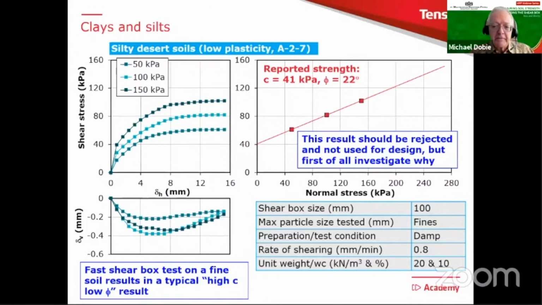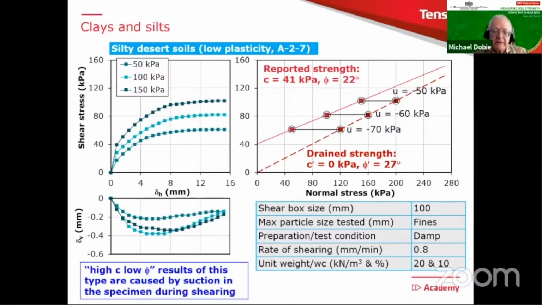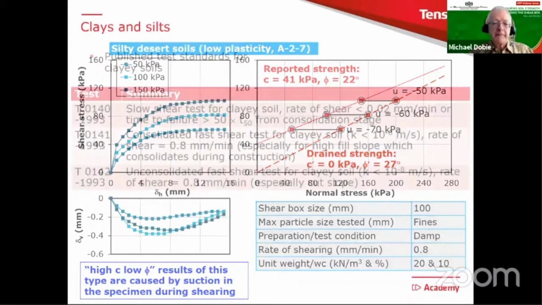Now, the explanation is like this. Let's just imagine this particular soil has a C dash of 0 and a phi dash of 27 degrees. And I draw that line on the same diagram. So the horizontal distance between those points is therefore suction in the sample. So it's the suction that's giving us the high C, low phi result. So please be aware of that, but do not reject out of hand. Please investigate first before you do so, to make sure you understand why you have that kind of behavior.